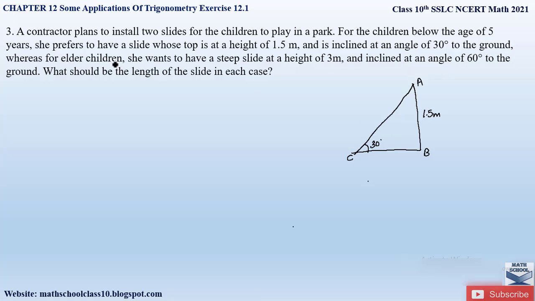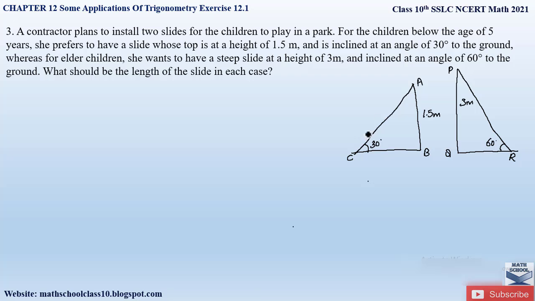Similarly, for elder children, she wants a steep slide at a height of 3 meter, right? So the height of the slide is doubled now. The height is now 3 meter. Let us name this PQ. Now this is the ground level. So this slide is inclined at an angle of 60 degree to the ground. Let us name this point as R. So here we have to find out the length of slide in each case.